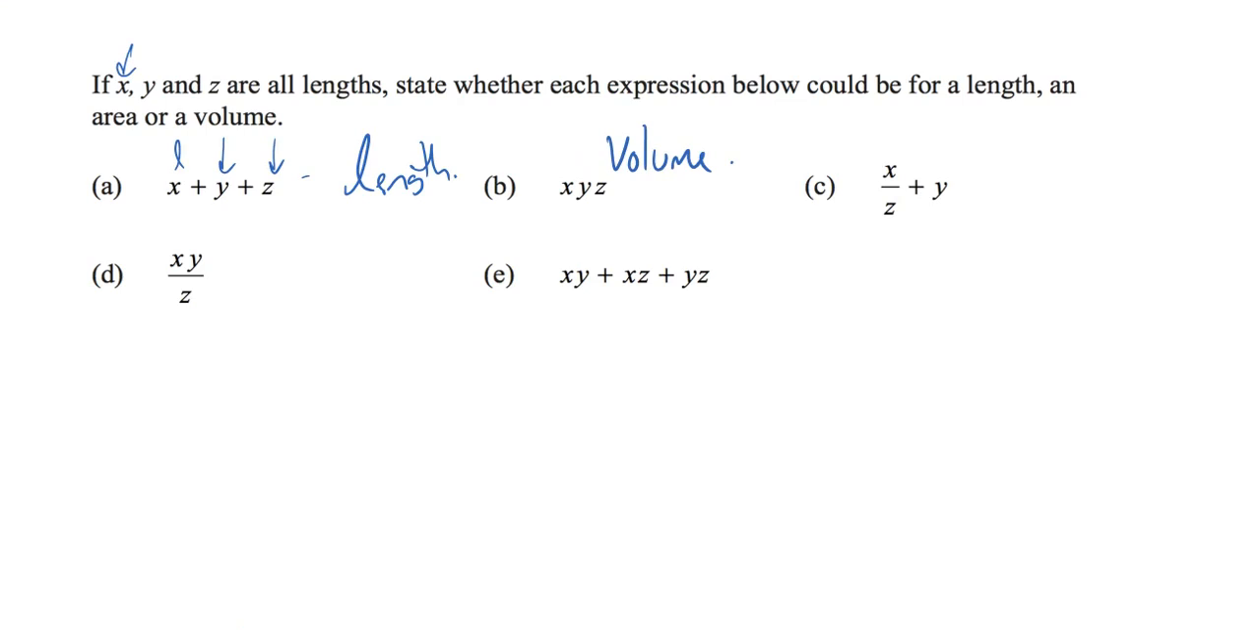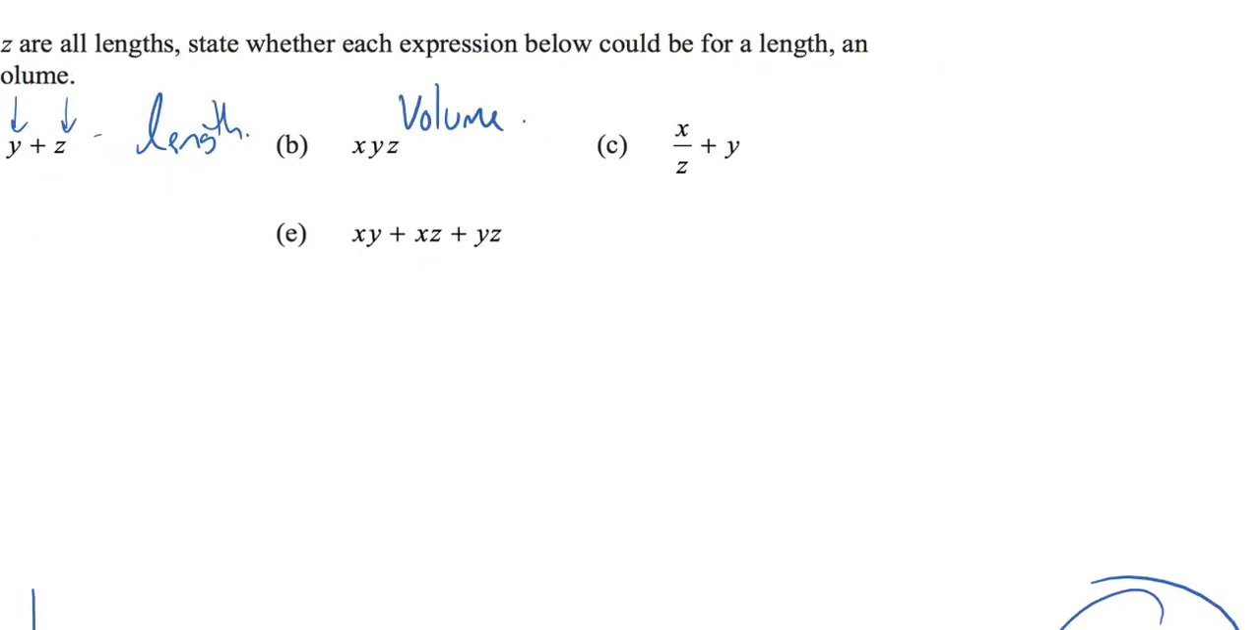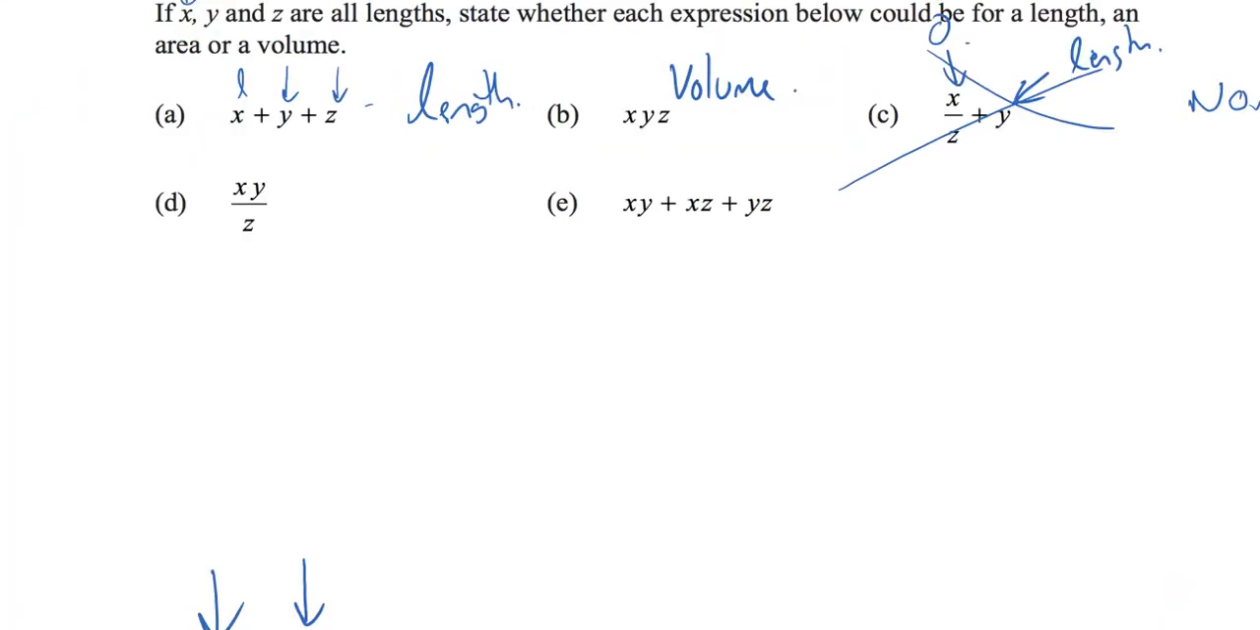Now, C is very tricky because clearly y is a length, right? No problem with that. But what about x over z? Well, if I have a length divided by another length, and they're both length units, it's going to cancel out. It's going to have a dimension of 0, right? Okay. So therefore, you can't add a numerical value to a length, okay? It doesn't make any sense from a geometric perspective. So this is none of the above, right? It doesn't make any sense.